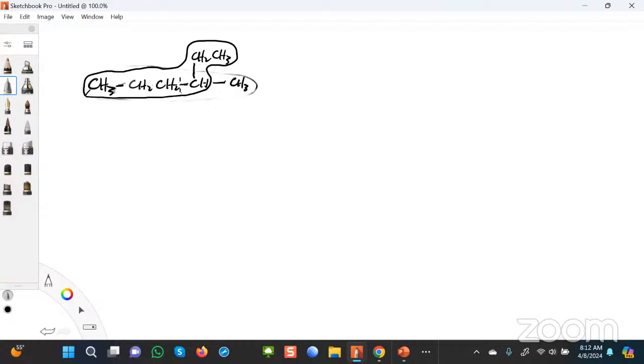So in this particular case, the longest chain contains 1, 2, 3, 4, 5, 6 carbons, which means that the parent name is hexane. So let me write here, parent name. And this will be part of the name of the entire molecule that we can derive later on. But for now, it is important that you're able to identify the parent name. Let me give another example.